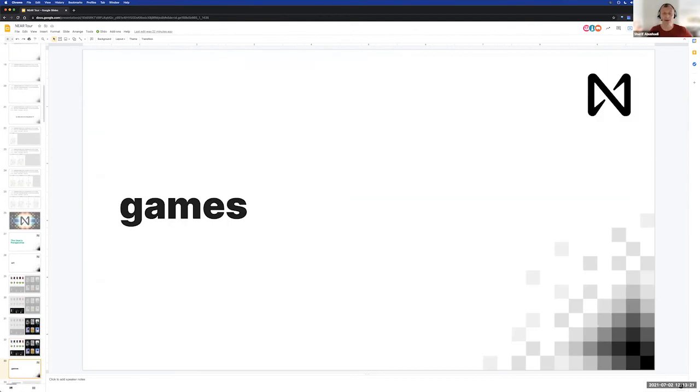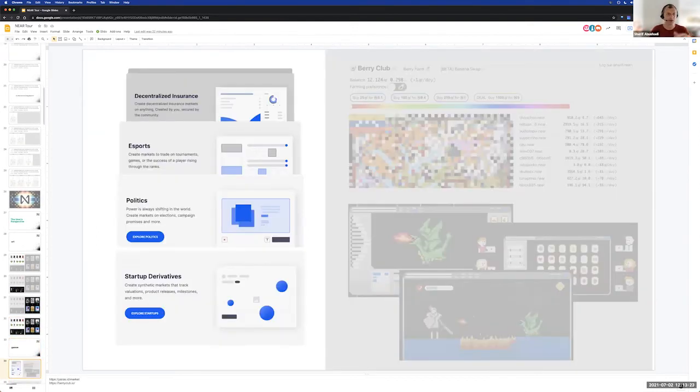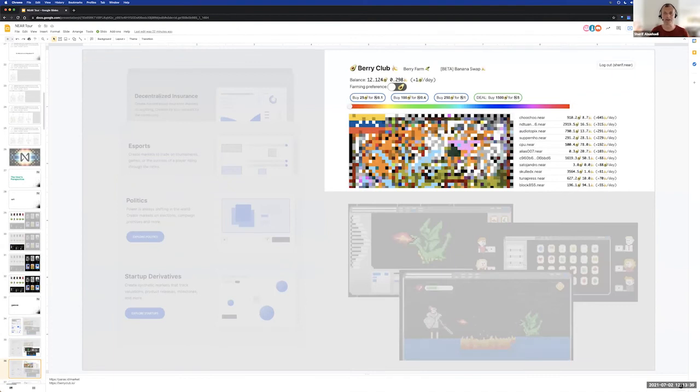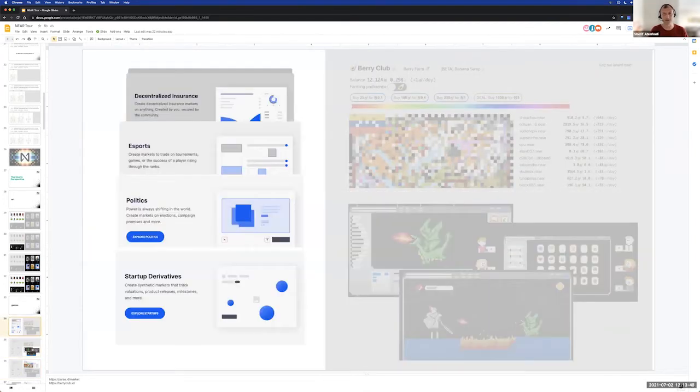And then we have games as well. So esports, politics, startup derivatives, whatever. There's a prediction market story on the left-hand side, or a little bit more frivolous game assets that can be bought and sold, or maybe community-based drawing, where people are competing for control of these pixels in a drawing on Berry Club. So lots of different things there. Not all of these are built on Near, by the way. Berry Club is, and Paris is in the previous slide.